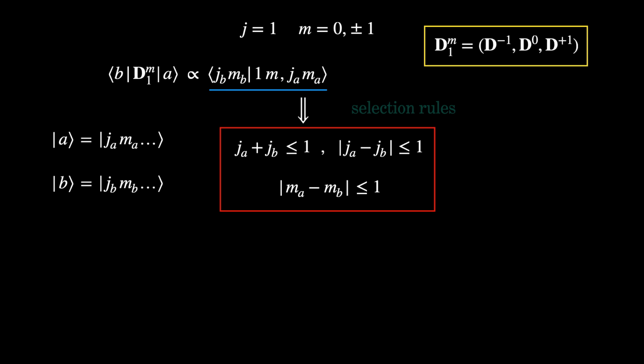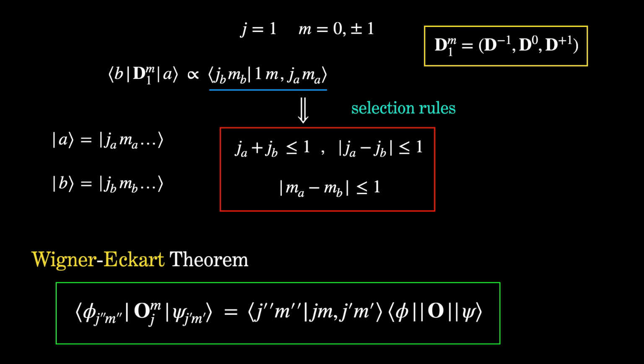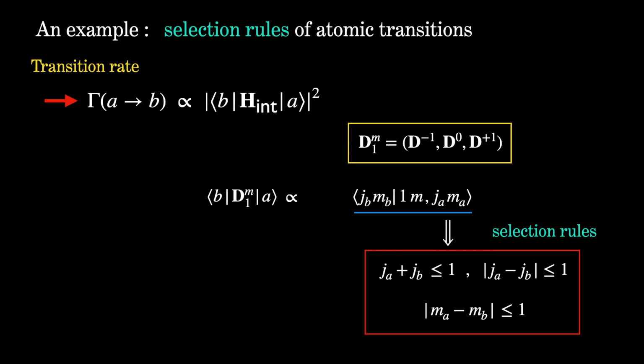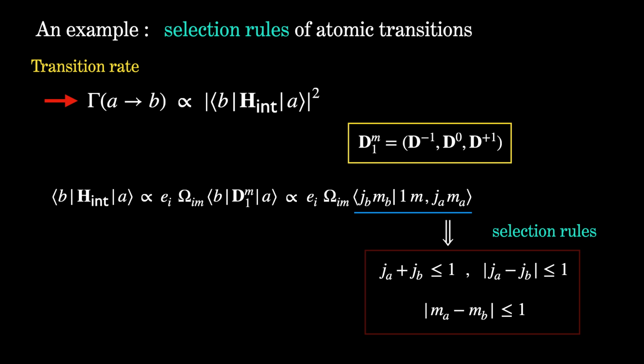These are the selection rules that have to be satisfied in order for the matrix element of the electric dipole operator to be non-zero. They are the direct result of the Wigner-Eckart Theorem. The leading contribution to the transition rate from the atomic states A to B is only non-zero if the selection rules in the rate box are satisfied.